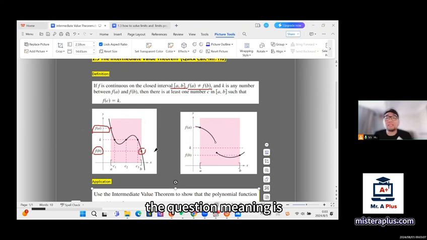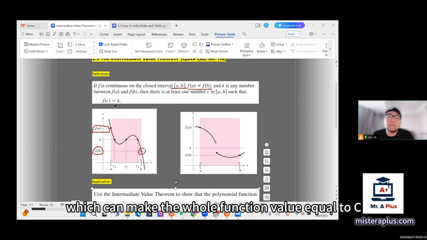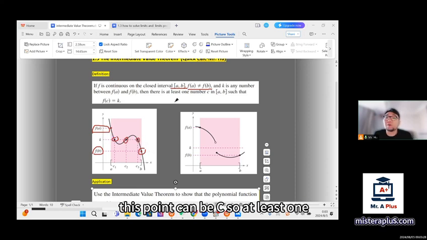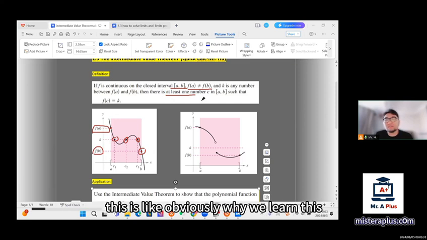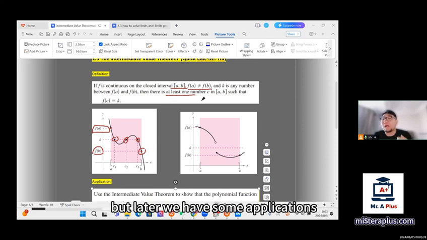The meaning is, if the k value is between f(a) and f(b), there must be a point which can make the function value equal to k. Very easy. Like this point, it's a c, right? This point can be c. This point can be c. So at least one. All right. When you hear this, you feel like this is obvious, so why do we learn it?